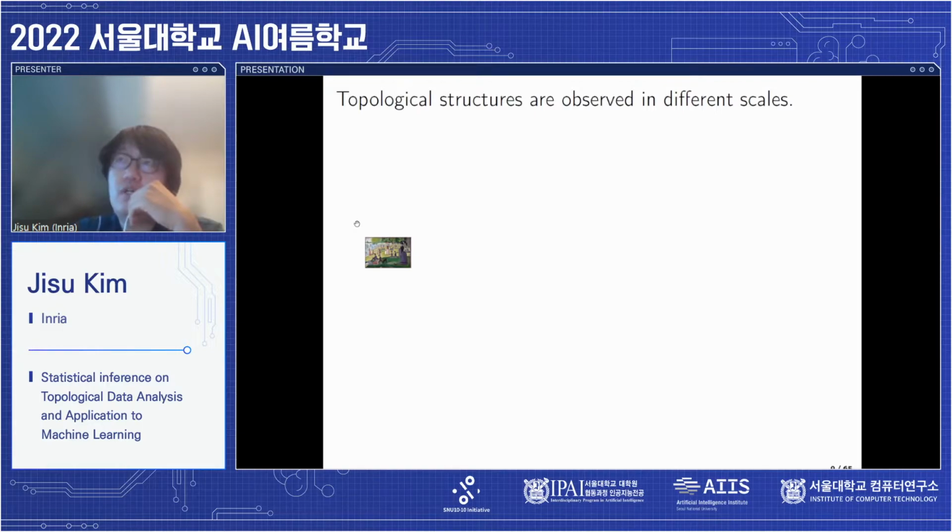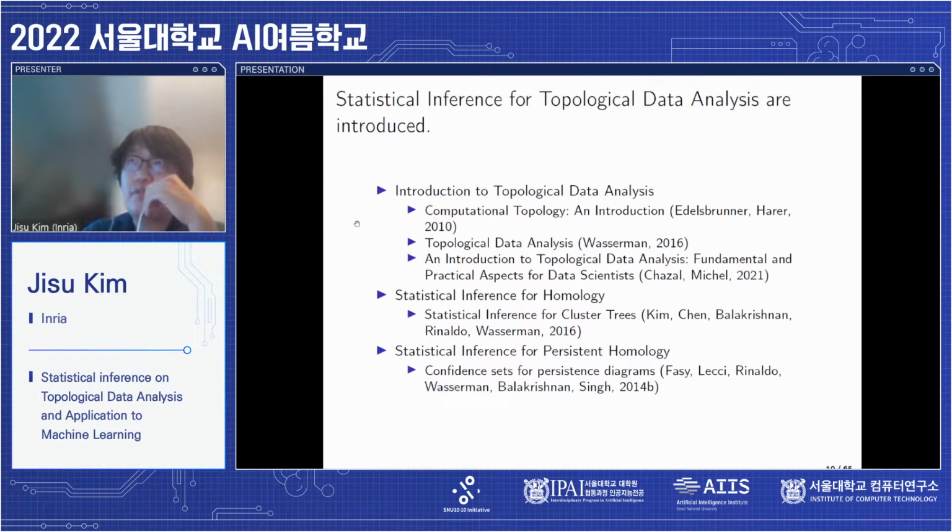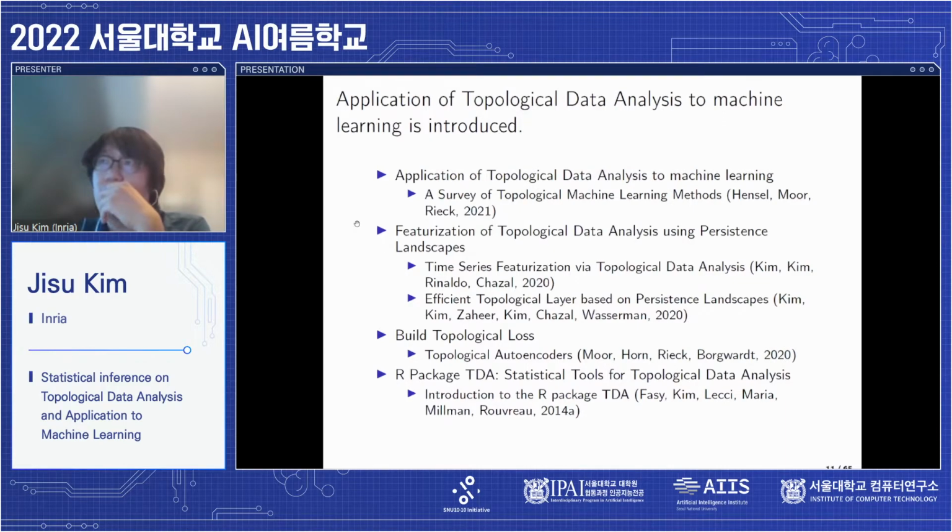and that's how we get the quantitative information from the topological structures in data. So in this talk, I will introduce how the statistical inference for topological data analysis is done, and also the applications of topological data analysis as well. So here, some of the work is mine and some of the work is from others, but I will just introduce them all together.